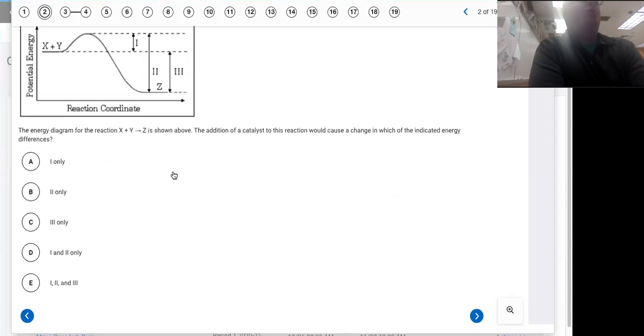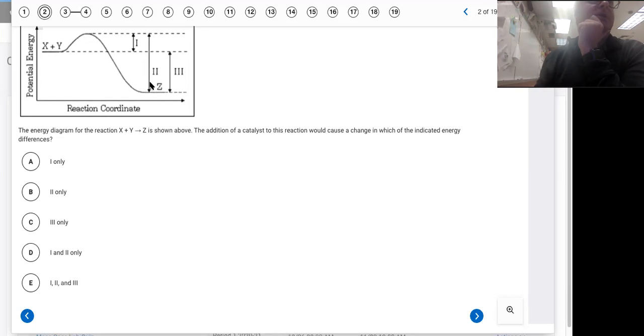The energy diagram for the reaction X plus Y yields Z is shown above. The addition of a catalyst to this reaction would cause a change in what? Well, let's identify these. Can anybody tell me what this I is? Activation energy. Very good. So if we add a catalyst, will it affect activation energy? Yes. We know a catalyst basically finds an alternative mechanism or pathway, which lowers the activation energy. So currently we have A possible and D and E possible.